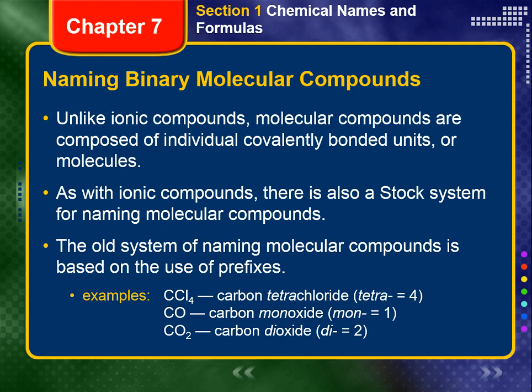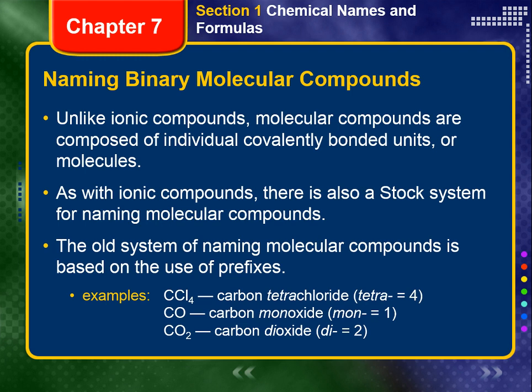Unlike ionic compounds, molecular compounds are composed of individual covalently bonded units, or molecules. Chemists use two nomenclature systems to name binary molecules. The newer system is the stock system for naming molecular compounds, which requires an understanding of oxidation numbers, and this system will be discussed in Section 7.2. The old system of naming molecular compounds is based on the use of prefixes.